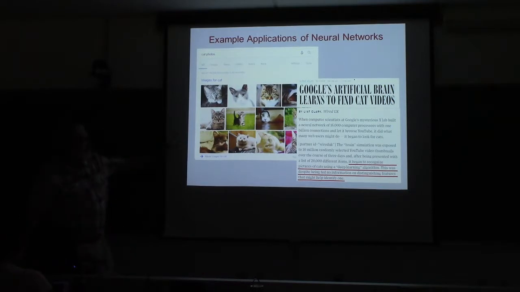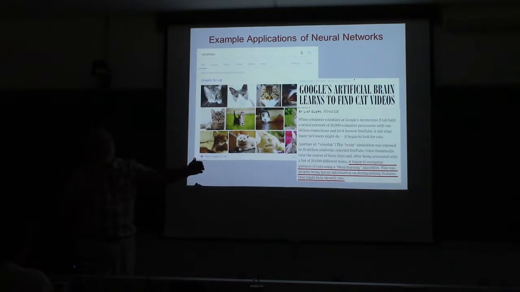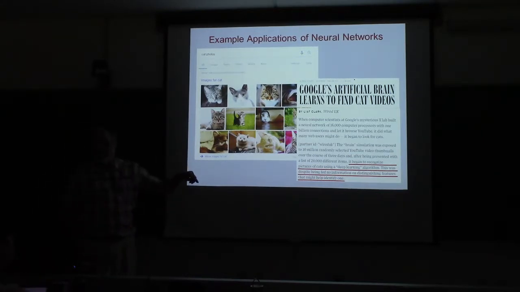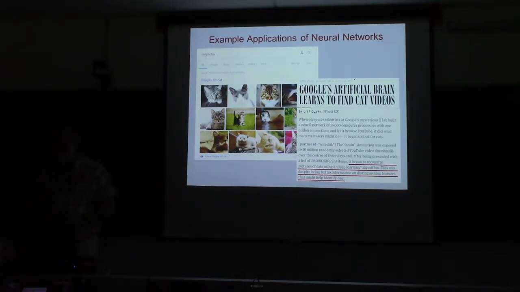And I was reading up on this one time, and there was a picture of a room full of servers, maybe about four meters by five meters or something, just banks of hundreds of servers. And the guy said, this is our cat neural network, all the servers in this room.